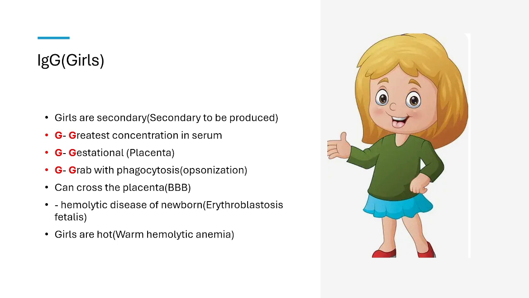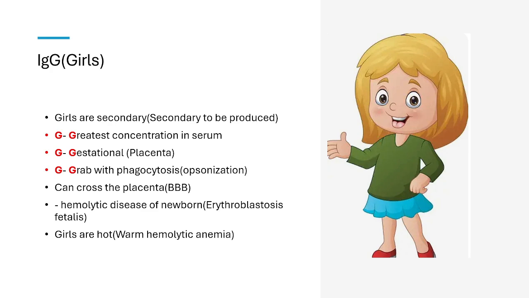So as stated before, G stands for greatest. So IgG is the immunoglobulin which is secreted highest in serum concentration. Another G stands for gestational because IgG is the only immunoglobulin which crosses the placenta or the blood-brain barrier. And also, since it is gestational, we can relate it to hemolytic disease of the newborn or also erythroblastosis fetalis.